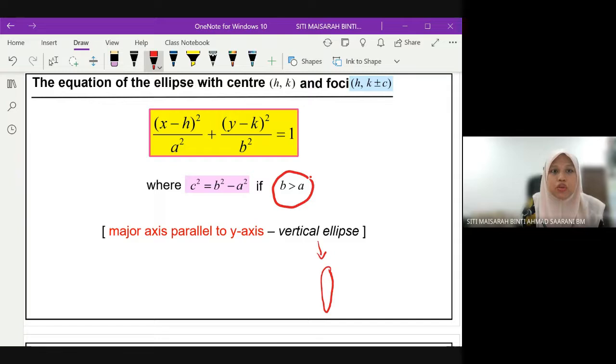(x minus h) square over a square plus (y minus k) square over b square is equal to 1. Cuma yang berbeza dia maksudnya nilai itulah. Kalau tadi depan a square ni lebih besar, sekarang ni b square ni lebih besar. So jadi c square dia is b square minus a square sebab b lebih besar pada a. Dia kena tolak yang besar, tolak yang kecil lah. Dan ingat dia akan berubah pada y sebab major axis parallel to y-axis.